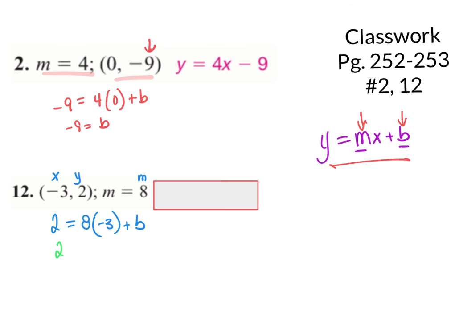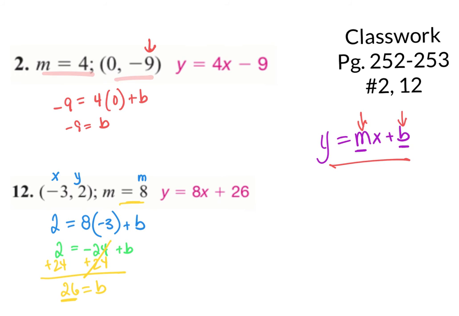So we're going to say 2 equals, what's 8 times negative 3? Negative 24 plus b. What do I do to solve here? Yeah, add my 24 to both sides. All right, so it's going to cancel here. 26 is going to be my b. So now I have my m and my b, and I just plug it in. Y equals mx plus b.